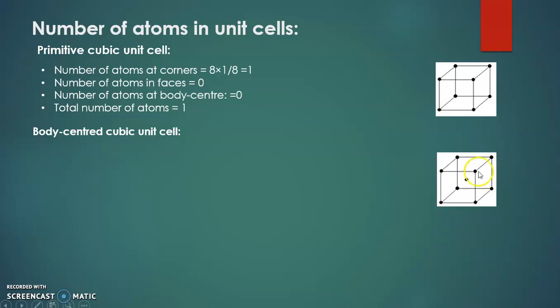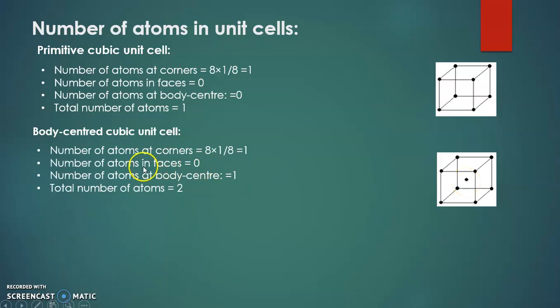In the body-centered cubic unit cell, there are 8 particles at the 8 corner of the cubic unit cell, and there is 1 particle at the body center. So, effectively, number of atoms at the corner would be 8 into 1/8, that is 1 particle. Number of atoms in the faces is 0. Number of atoms at body center is 1. Now, the particle in the body center is contributing completely to this cubic unit cell. It is not shared with other cubic unit cell. So, completely it is present in this cubic unit cell. Hence, we take the number of atoms at the body center as 1 whole. Total number of atoms turns out to be 1 and 1, 2.